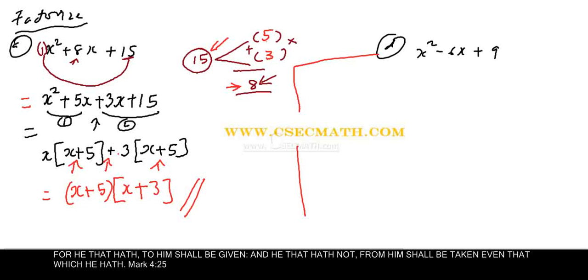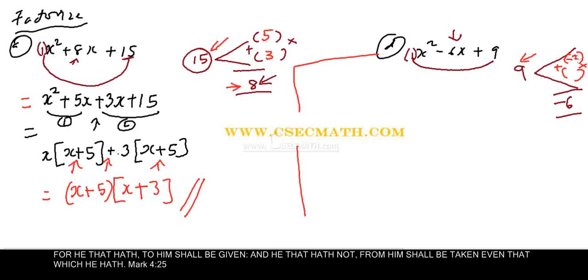Now for question number D, as usual I draw the wedge-shaped figure. I take the constant term 9 and I multiply it with the coefficient of x squared, which is 1 in this case, and I place it at this corner. Then I draw a line and I place the coefficient of x, which is negative 6 in this case. Now I need to choose two numbers whose product would give me the number 9 and whose sum would give me the number negative 6.